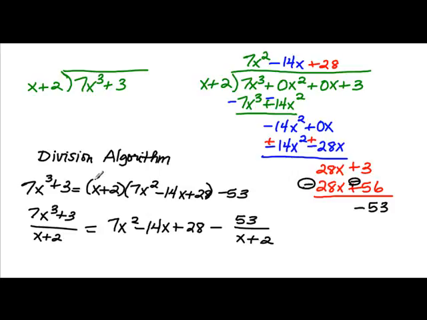So it basically says that we can rewrite our polynomial function, which is our dividend, as a divisor times a quotient plus the remainder. So this is the divisor times a quotient plus the remainder. Okay, and this is called the dividend.